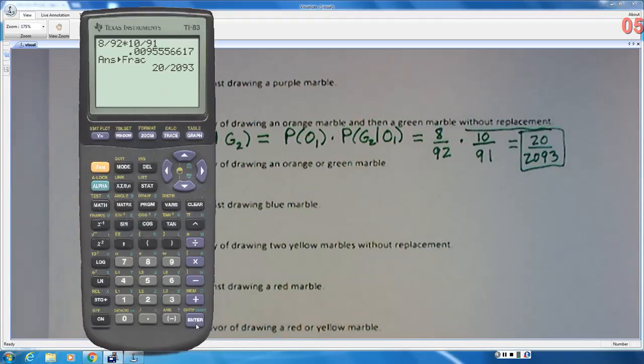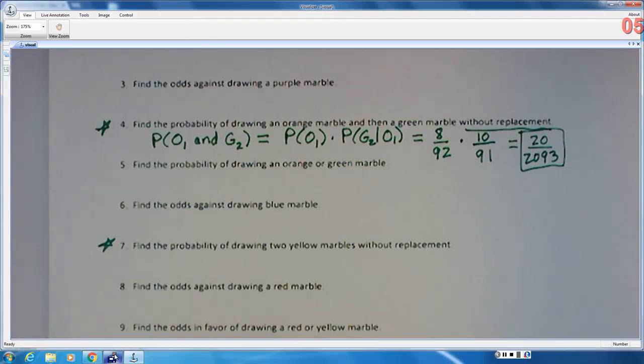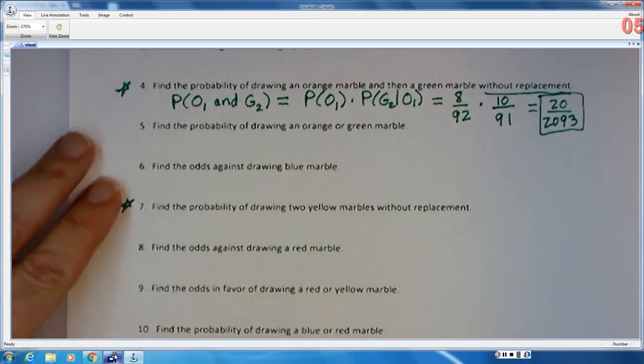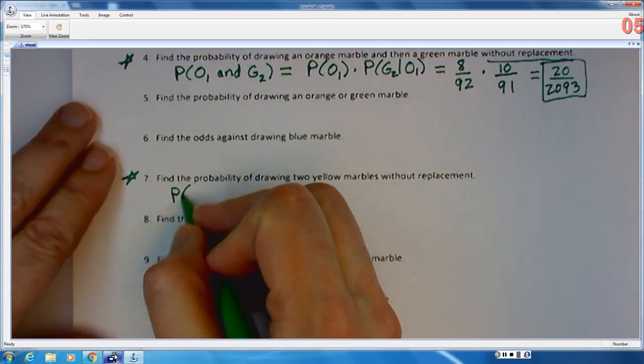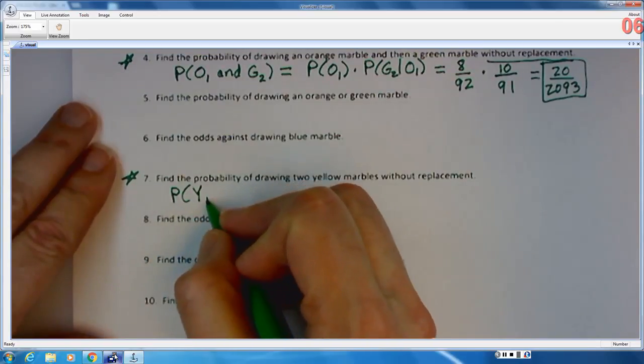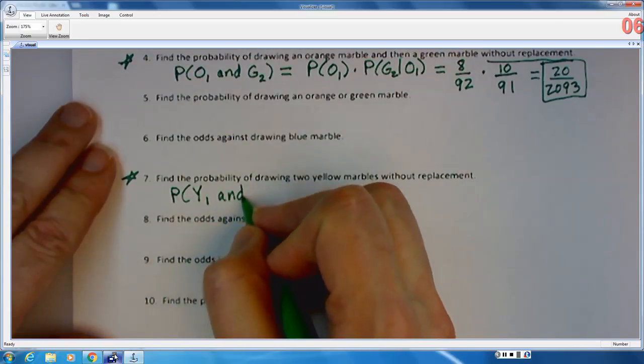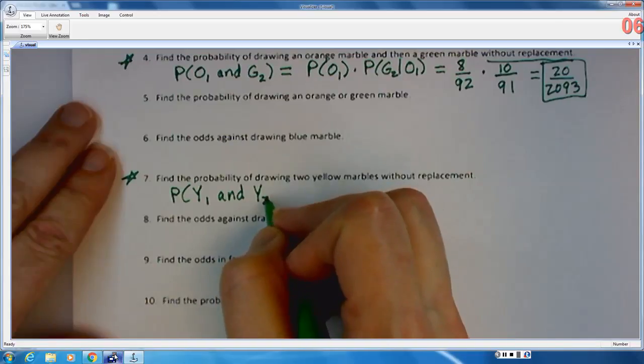So I just worked number 4 for you since we didn't cover it yet, and I want to still collect the worksheet. So, question? Can I go ahead and put this out? Sure. Okay. And then find the probability of drawing 2 yellows without replacement. So here's the notation. We're going to draw a yellow on the first pick and a yellow on the second pick.